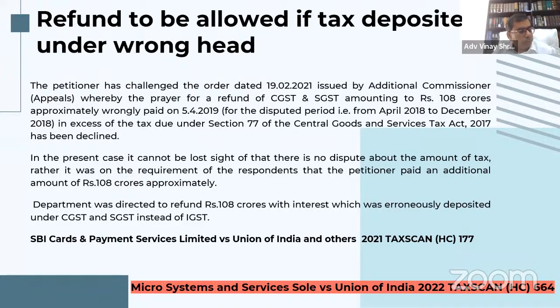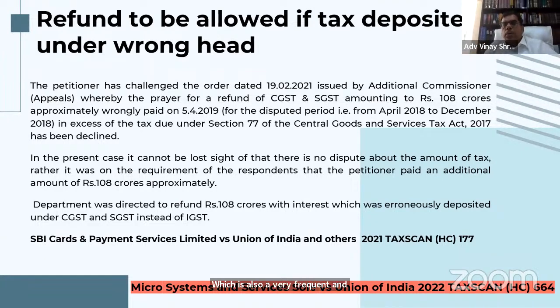Now, another issue which is also very frequent and commonplace is that many a time, because of the lack of proper understanding whether a transaction is an intra-state transaction or an interstate supply, the payment under a wrong head is made. So if that is done, whether the refund of tax paid under the wrong head will be admissible.